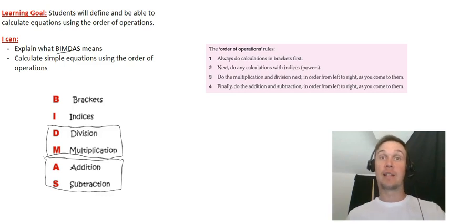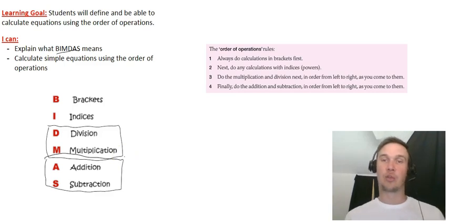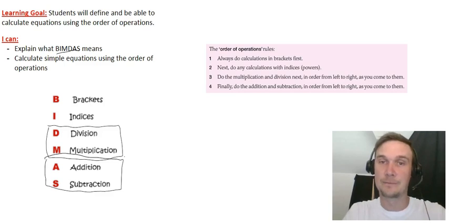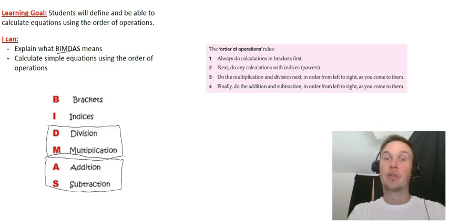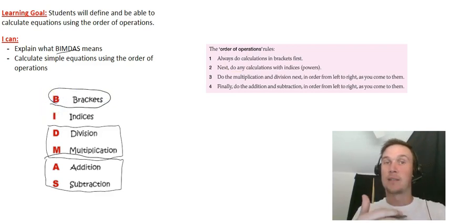So the B stands for brackets, and then we make sure we follow these rules. We go indices, then division, multiplication, addition and subtraction. Once you've written that down, I'm going to make sure you're aware of the order of operation rules, and we've got the 4 rules over here. Firstly, you always do calculations in the brackets first. That's why we've got it separate, organized like this. We've got brackets first, so we've got BIDMAS. We always start with the brackets first.